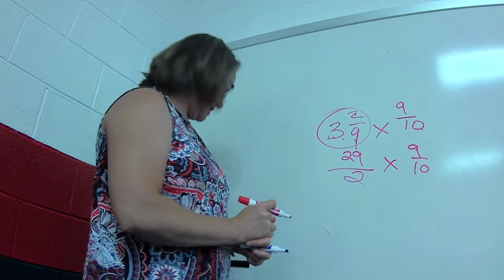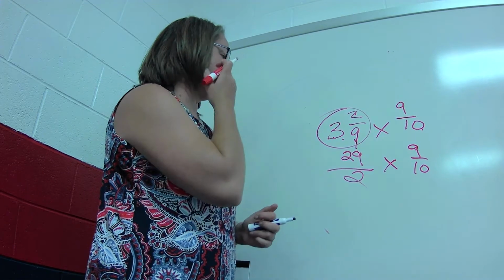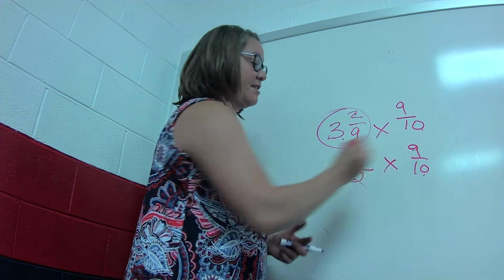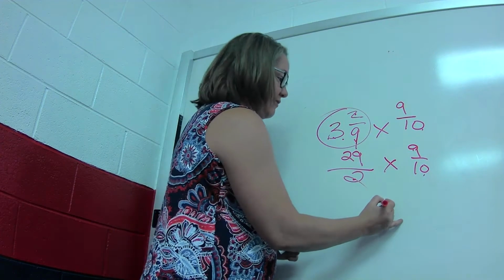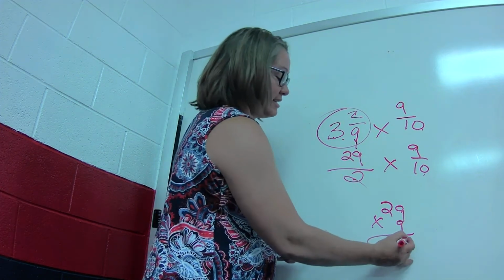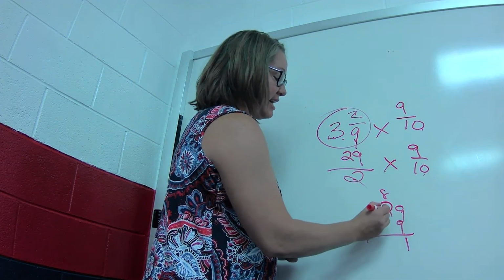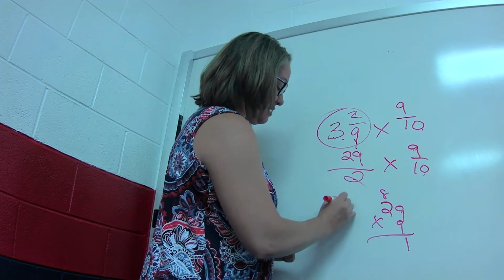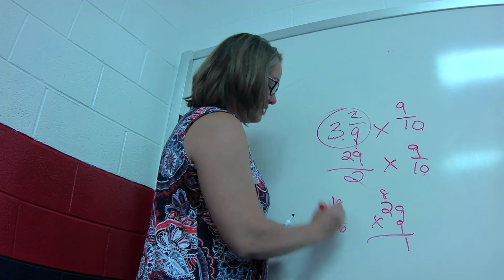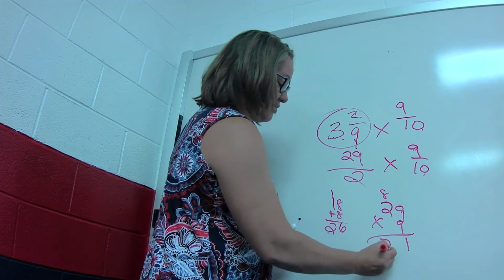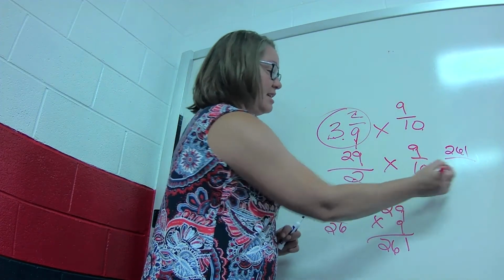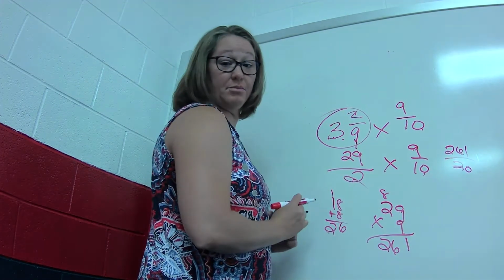Now I have to see if I have anything that is common. All right? I don't have anything common here. I don't have anything common there. So now I am going to have to do 29 times 9. 9 times 9 is 81. This is 18 plus 8. So it's okay if you have to write it over here to the side. 8 plus 8 is 16. So that'd be 26. So that's 261. And 2 times 10 is 20. It's definitely an improper fraction, right?